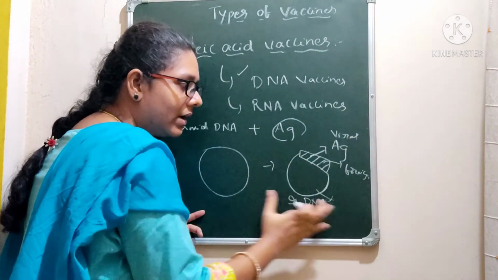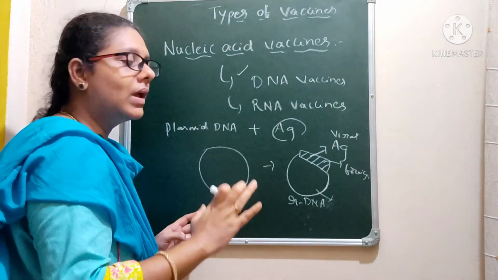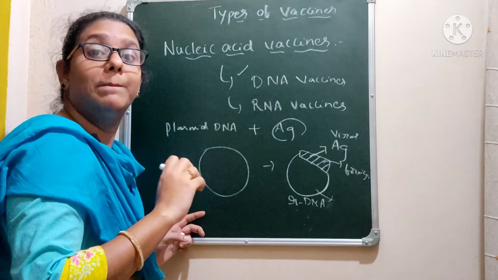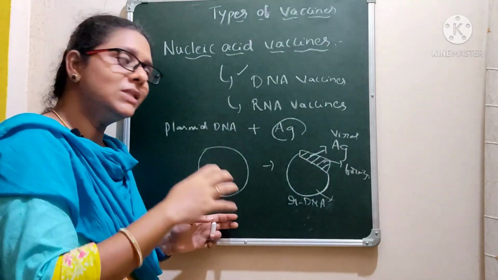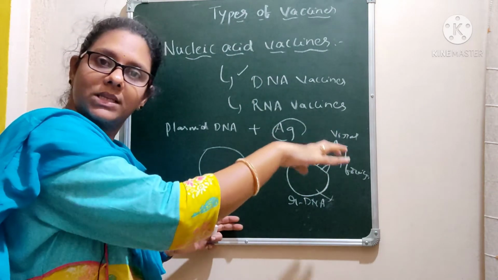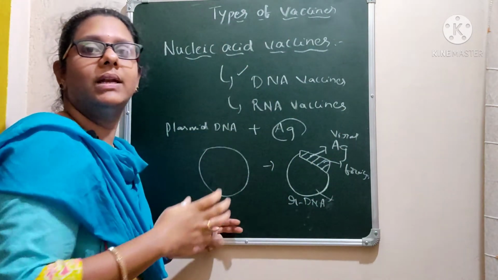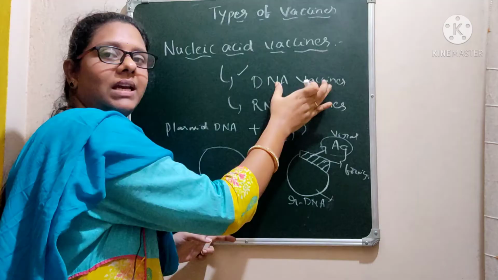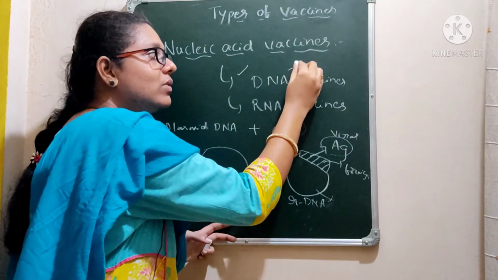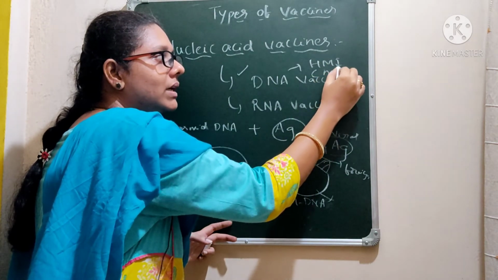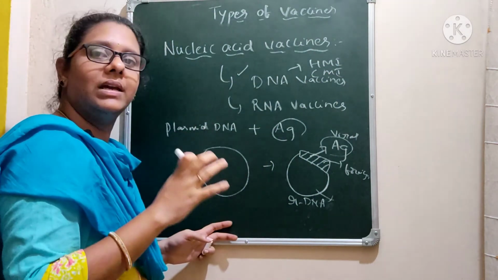Now we made a recombinant DNA molecule, and this recombinant DNA molecule is introduced into a muscle of a recipient. Once we introduce this recombinant DNA molecule into the muscle of a recipient, this DNA will be taken up by the muscle and it will express the antigen. DNA vaccines can induce both humoral mediated immunity and also cell mediated immunity. Hope you are clear here.